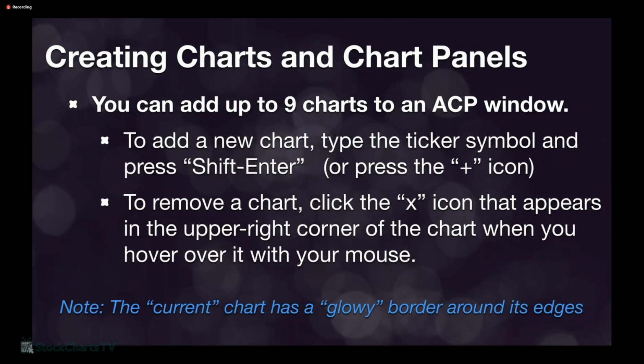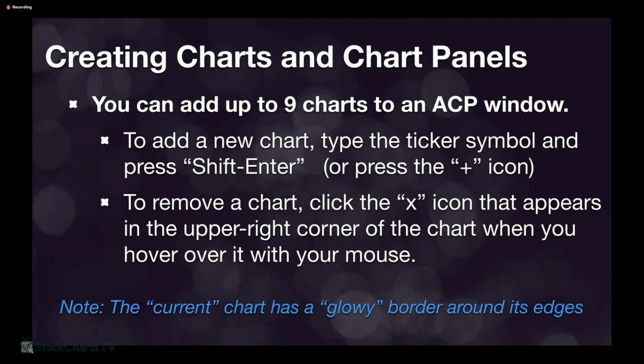Once you have ACP open, then of course the first thing you want to do is create a chart. And there are several different ways to do that. The main way is a ticker box located in the upper right corner, right next to the StockCharts.com logo. You can just simply type a ticker symbol in there and press enter, and you will see a chart of that particular ticker symbol.